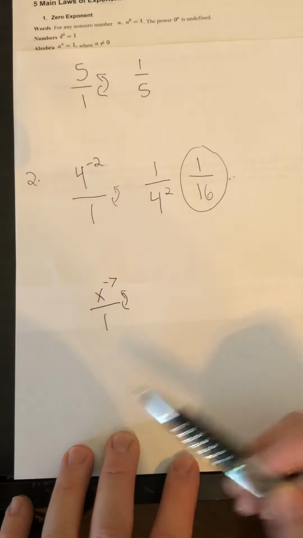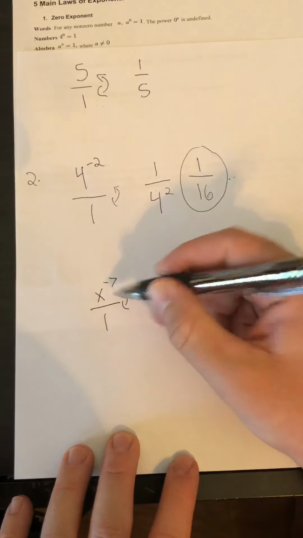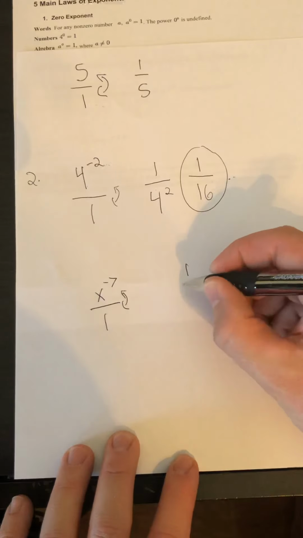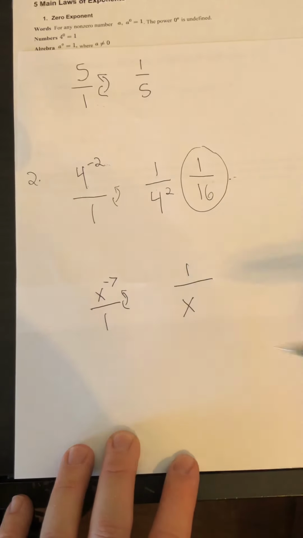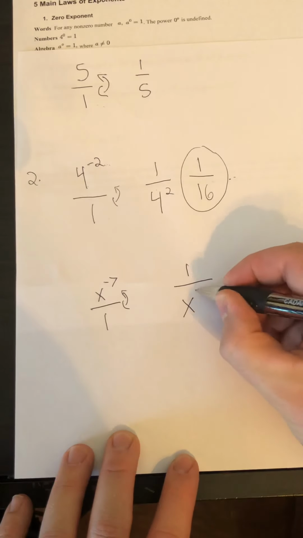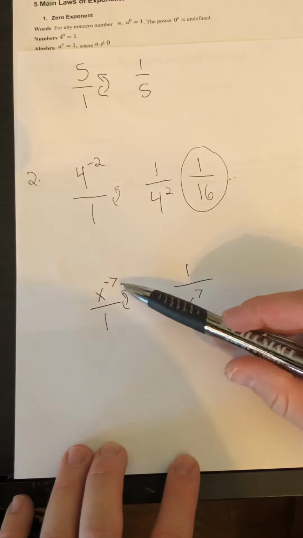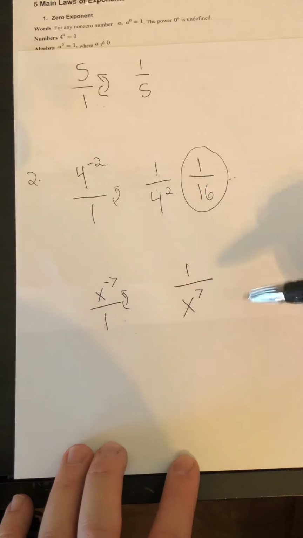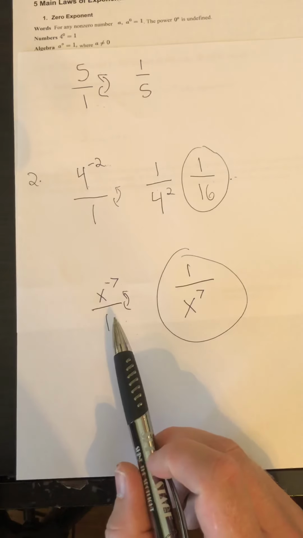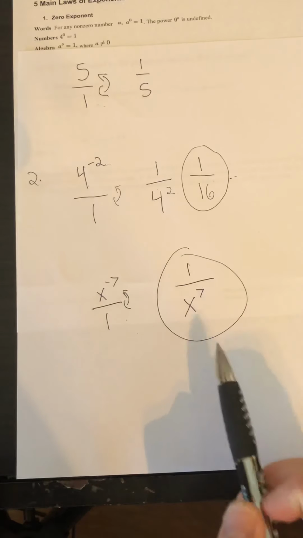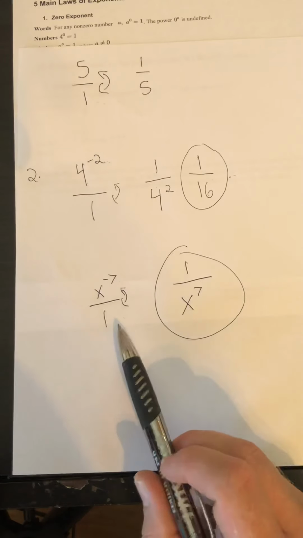X to the negative 7th, if we want to simplify, flip that 1 up, flip the x and the 7 down, then it becomes 1 over x to the 7th. Once we flipped down, then it became positive. Okay, please don't keep that 7 negative because that's the point of using the reciprocal. That's the point of flipping it down. So x to the negative 7th, we just flip it. Once you use the reciprocal, that exponent becomes positive.